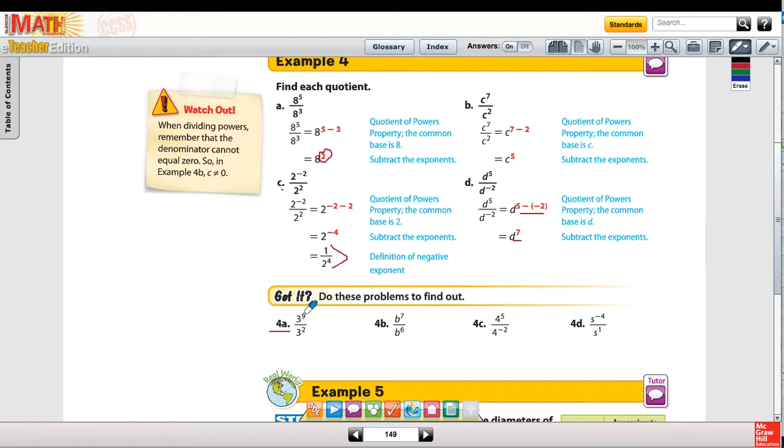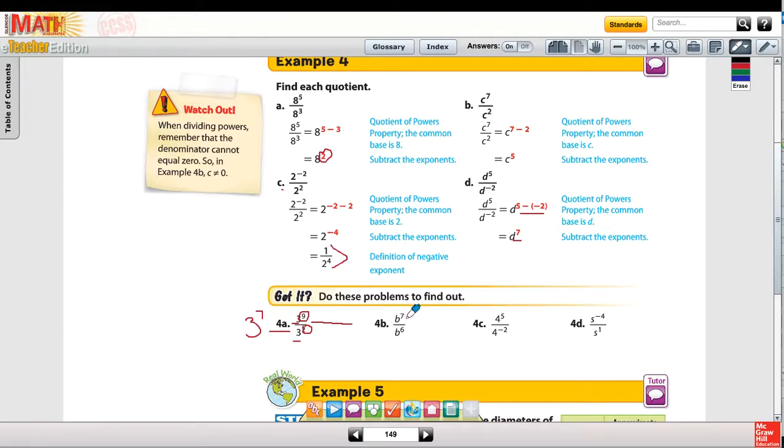For 4a, we have 3 to the ninth and 3 to the second, and since we have the same bases, if you can visualize 3 written out 9 times on the numerator, and then 3 written out twice on the denominator, we could cancel out 2 of those, leaving 7 left over on the numerator, so that would be 3 to the 7th. The shortcut is just to take 9 minus 2, which is 7.